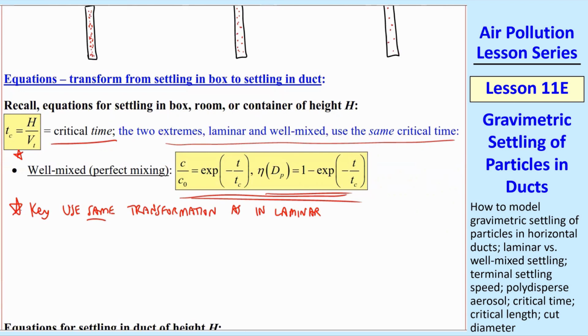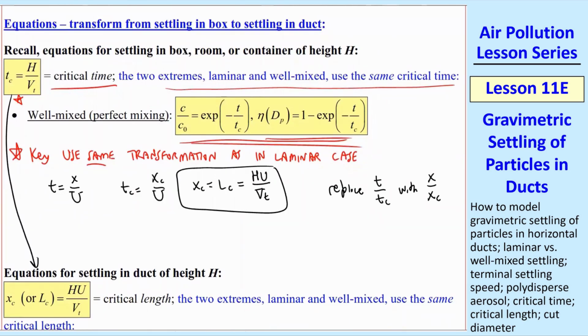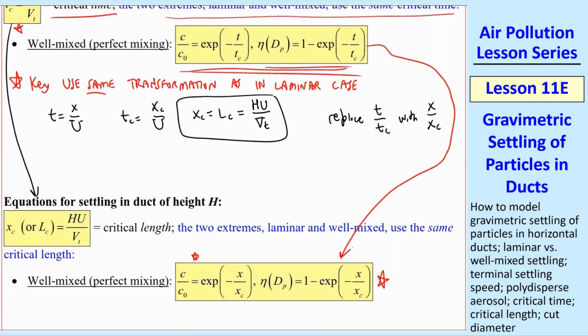The key is that we use the same transformation as we did in the laminar case, namely T equals X over U. TC is XC over U. And so XC, or LC if you want to call it LC instead, is HU over VT. Same as before. In other words, we replace T over TC with X over XC everywhere. And so the critical time becomes a critical length. And for well-mixed settling in a duct, we have this equation for eta and for C. This equation transforms directly into that equation since T over TC is the same as X over XC. And as I like to say, that's all there is to it.